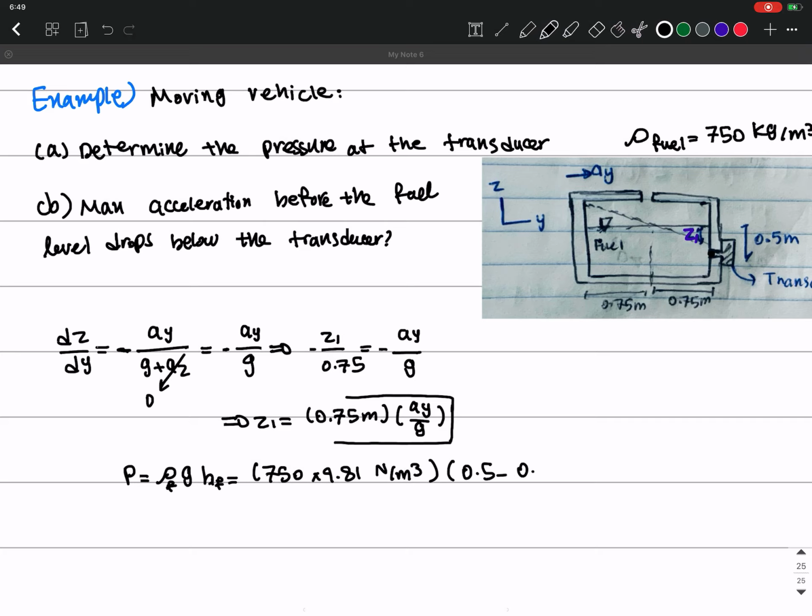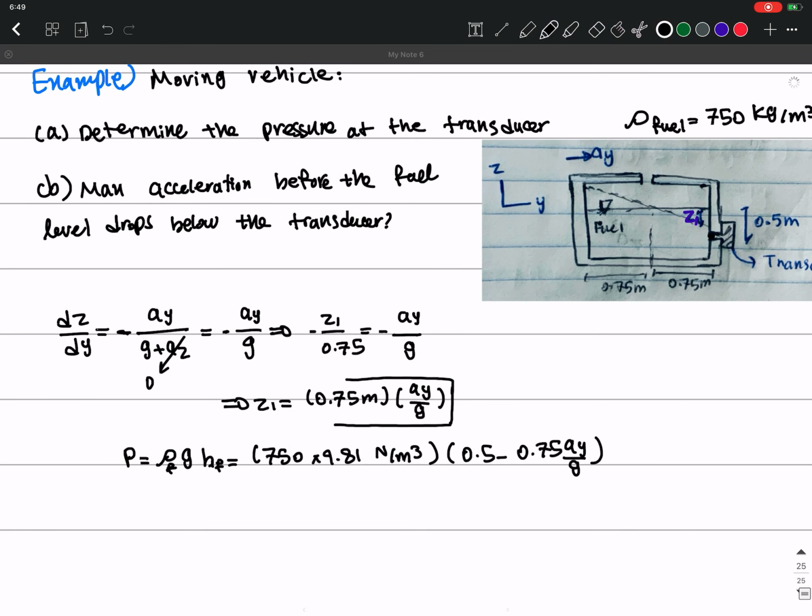It is going to be 0.75 AY over G, which equals 368 kilopascal minus 5.52 AY over G kilopascal. Okay. So if the value of AY is given, we can just evaluate it. So I just wrote it based on AY. Okay. So this is for A. So let me write the answer.